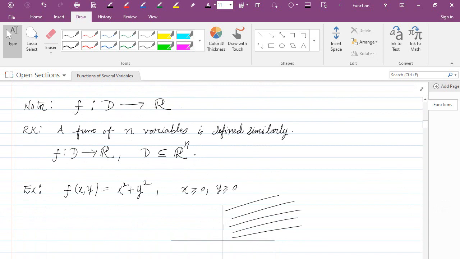The notation I'm going to use here is f colon D arrow R. So this means that f is a function defined with domain D, and the values of f are in the set of real numbers. So this is a real valued function defined on the domain D. A function of n variables is defined similarly. So in this case, f would be a function from D to R where D is a subset of R to the n.